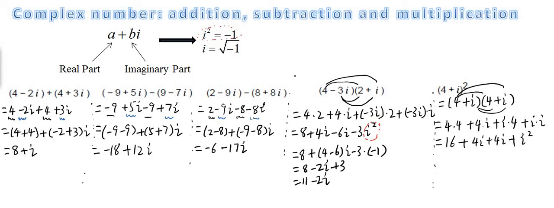Now again, we can see here we have i squared, and i squared equals negative 1. So we can simplify it. We have 4i plus 4i, that means 8i. And i squared is negative 1. We can simplify it: 16 minus 1 is 15, plus 8i. That's it.